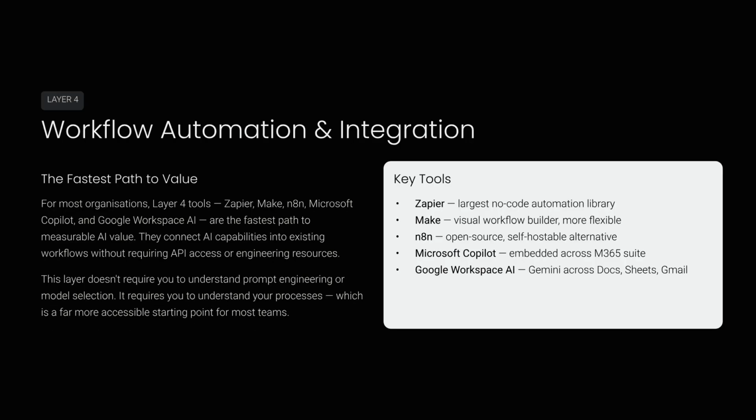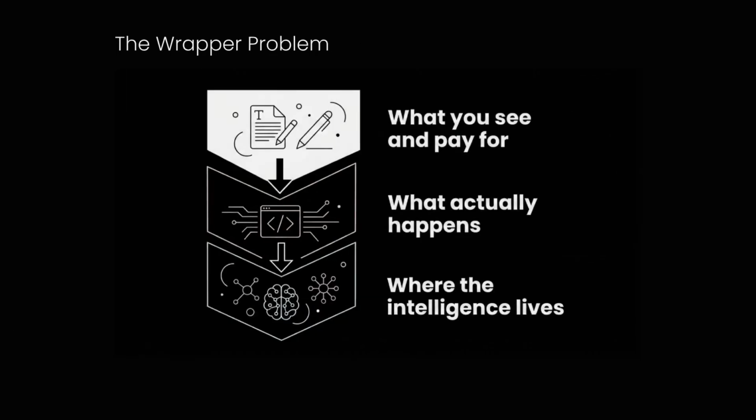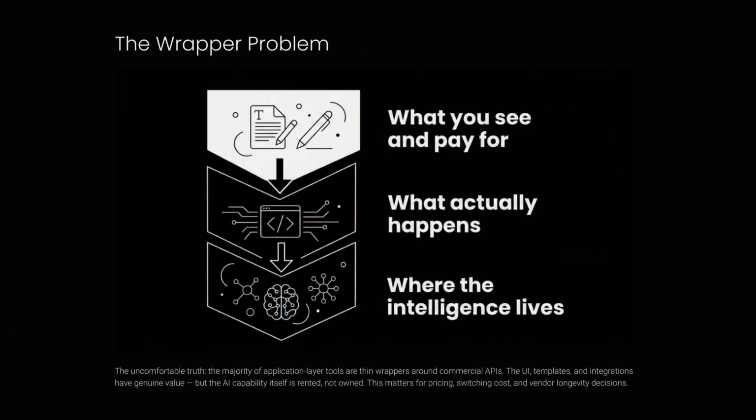Layer 4 focuses on workflow automation and integration. Tools like Zapier, Make, and built-in office suites are the fastest way for most organizations to derive value. These don't require engineering resources or prompt engineering skills, but instead allow you to embed AI into the processes you already understand.